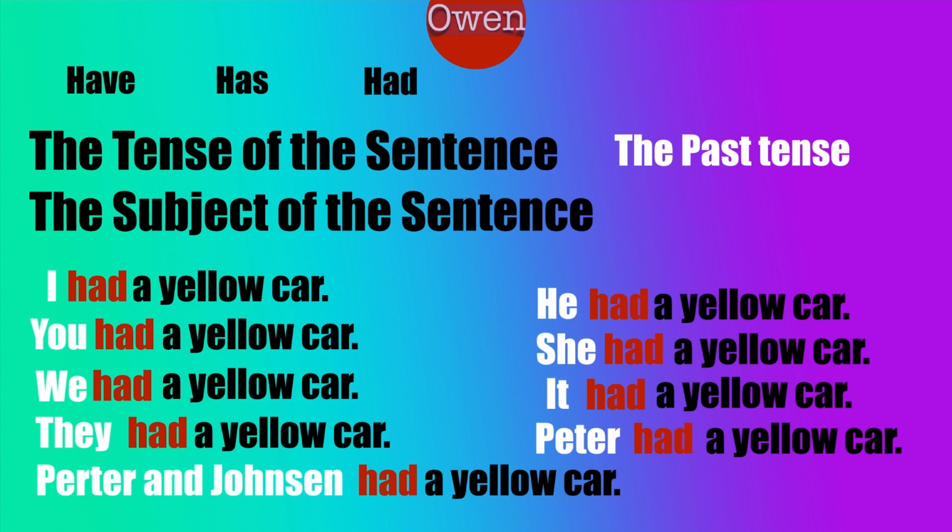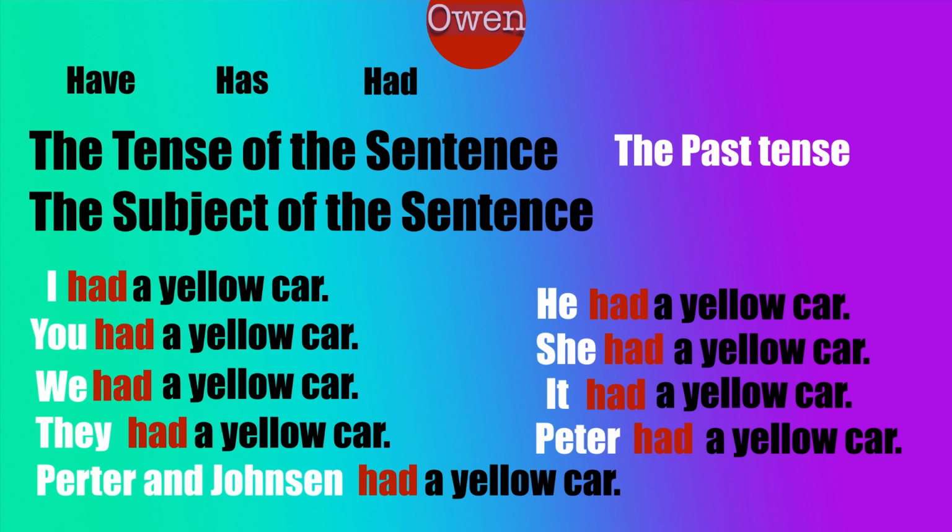I had a yellow car. You had a yellow car. We had a yellow car. They had a yellow car. Peter and Johnson had a yellow car. He had a yellow car. She had a yellow car. It had a yellow car. Peter had a yellow car. No have, no has. Only had in the past tense. So this is very simple.